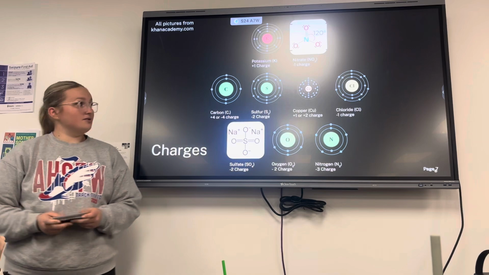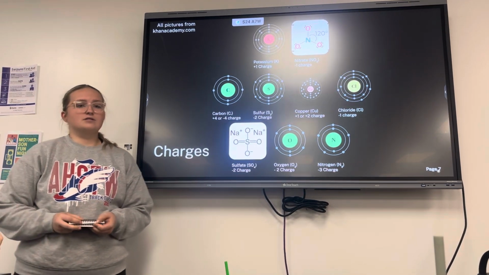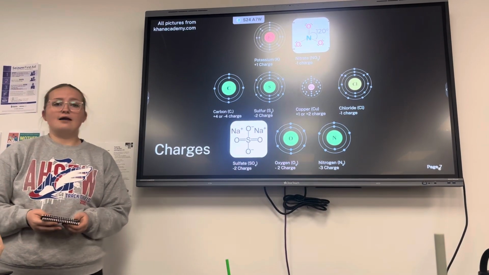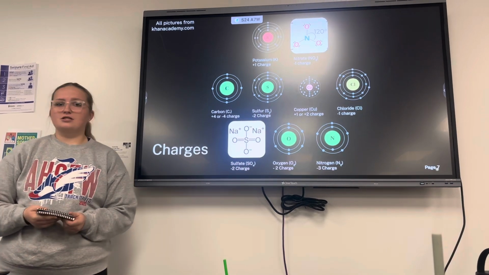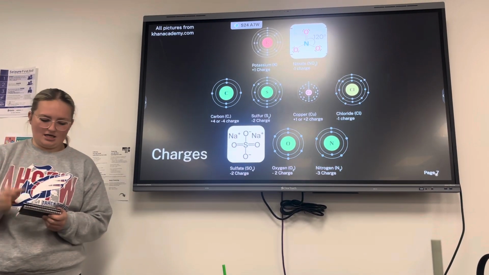This is all the pictures of the chemicals and their charges, which is important to note for how to balance a chemical equation, because the charges can change how many of each thing there are in the chemical equation.